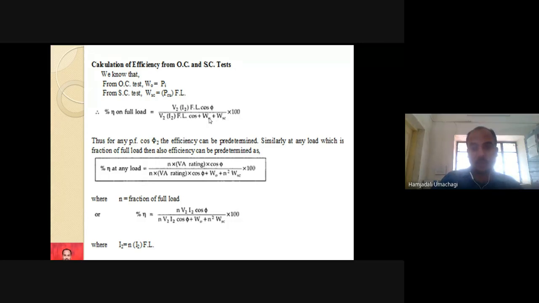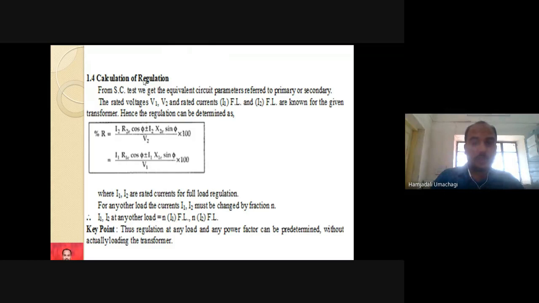To get the information of iron and copper losses, we make use of OC and SC test information. Now how to calculate regulation? The regulation formula is I2 R2E cos phi plus or minus I2 X2E sin phi, divided by V2. I told you plus should be used for which type of the load?